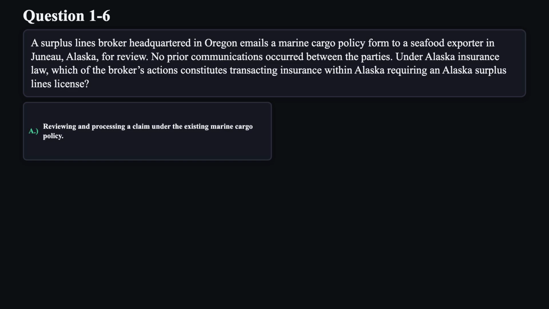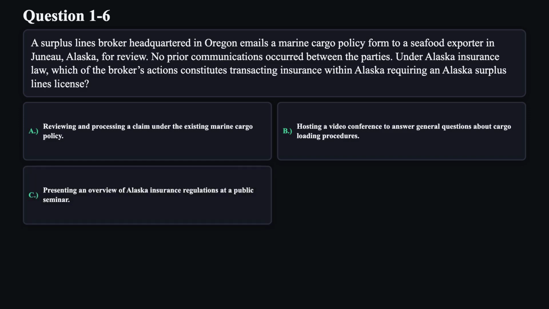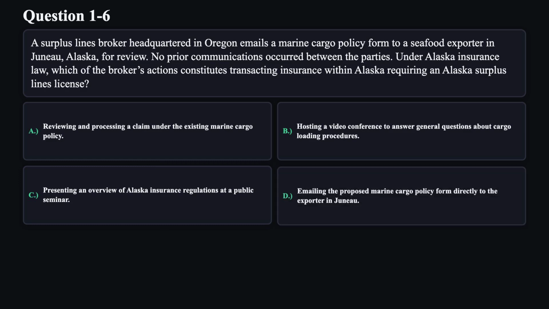A. Reviewing and processing a claim under the existing marine cargo policy. B. Hosting a video conference to answer general questions about cargo loading procedures. C. Presenting an overview of Alaska insurance regulations at a public seminar. D. Emailing the proposed marine cargo policy form directly to the exporter in Juneau.